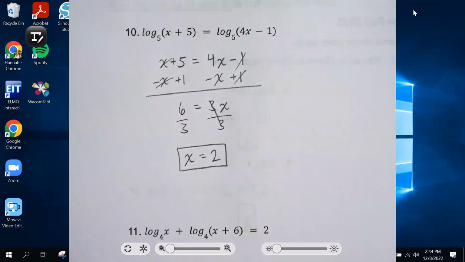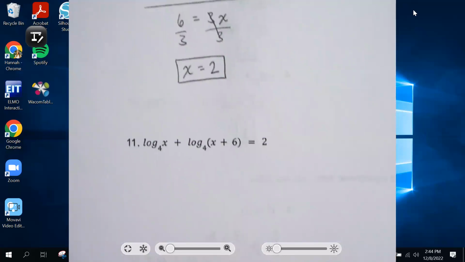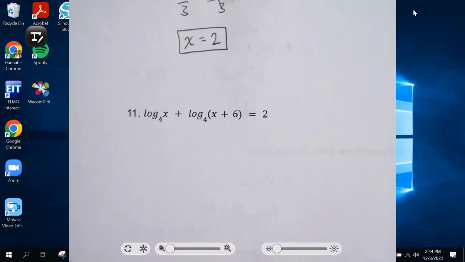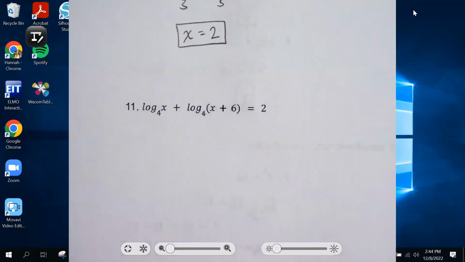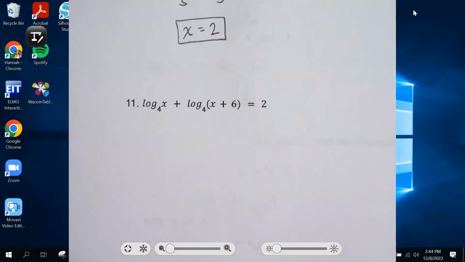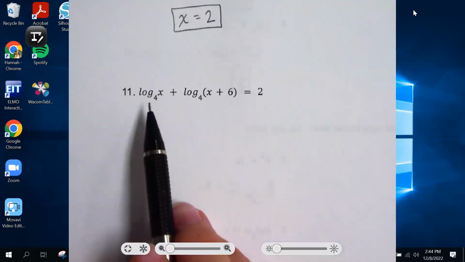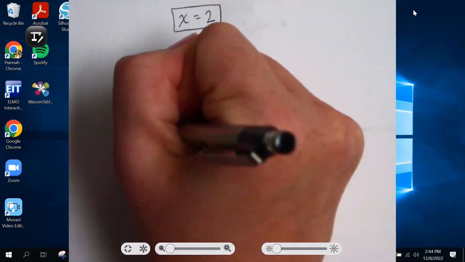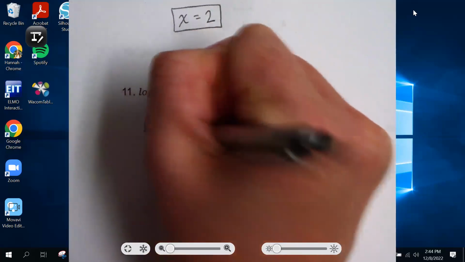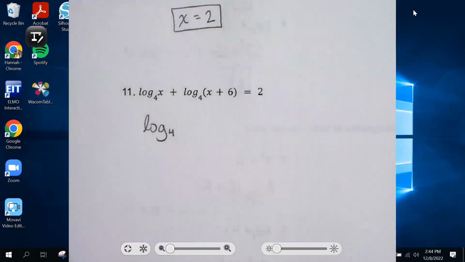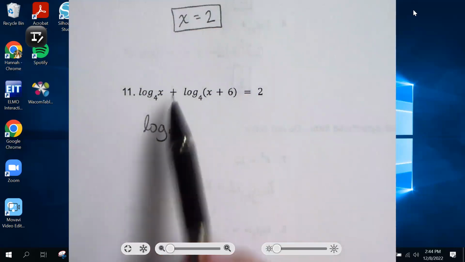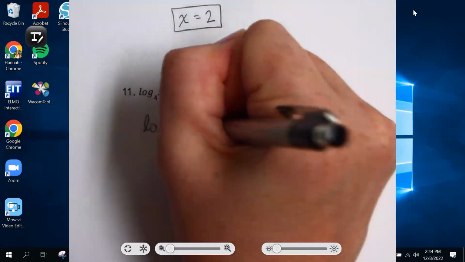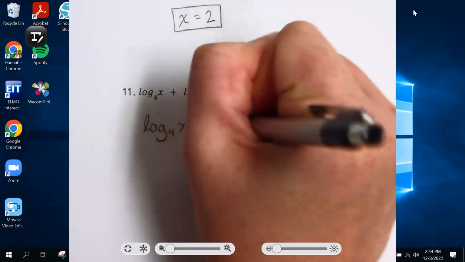Okay, number 11. We have 2 logarithms being added together. Anytime you have more than one logarithm on one side of an equal sign, combining those logarithms is going to be your first step. So to combine these 2 logarithms into one, log base 4 will stay the same. And since the logarithms are being added, that means we're going to multiply x times x plus 6.